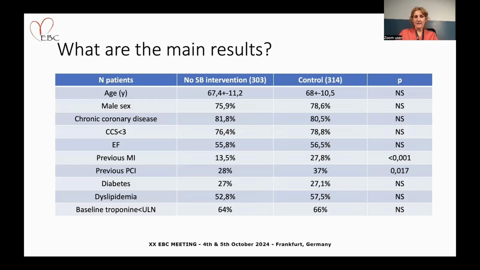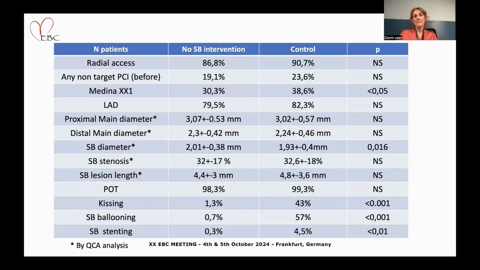Majority of patients presented with a chronic coronary syndrome, and ejection fraction was preserved for both. No significant differences in terms of diabetes, with slightly more MIs in the control rather than the no side branch intervention group. So the majority of cases were performed using radial access.